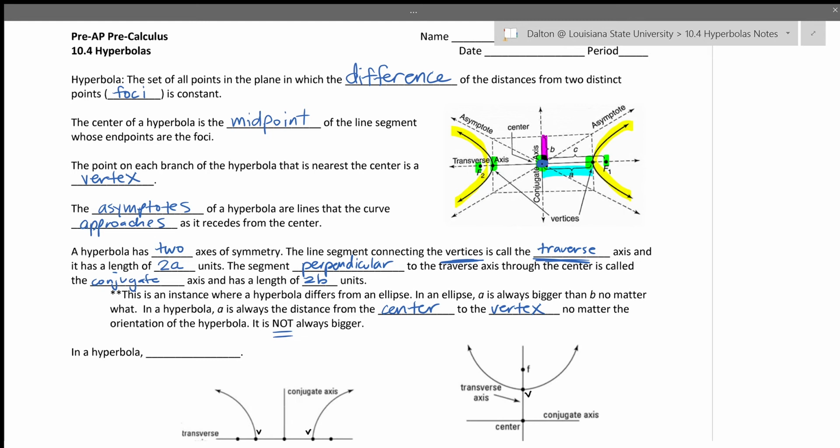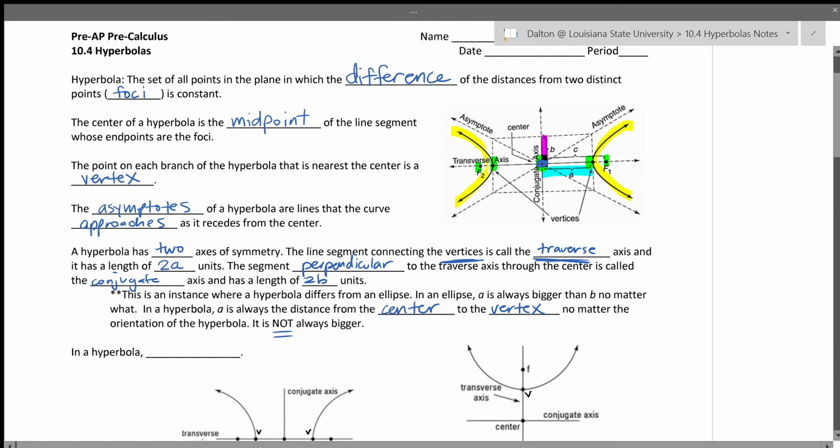Okay, and in relation to the variables, we have lots of them here, right? a, b, c. Their relationship in an ellipse is c squared equals a squared minus b squared, but in a hyperbola, c squared equals a squared plus b squared.